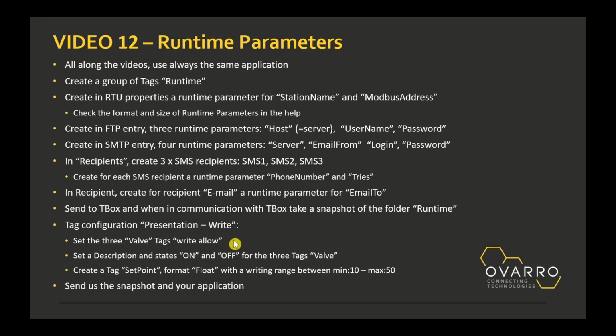Regarding the presentation write configuration, you select the 3 valve tags and you set them write allow. For those valve tags, you set a description and you define state on and off. Then you create a tag named setPoint, format float, and you specify for this tag a writing range between min 10 and max 50. You send us the snapshot and your application. Good luck!